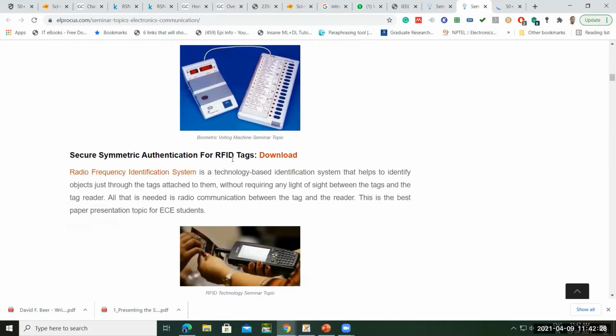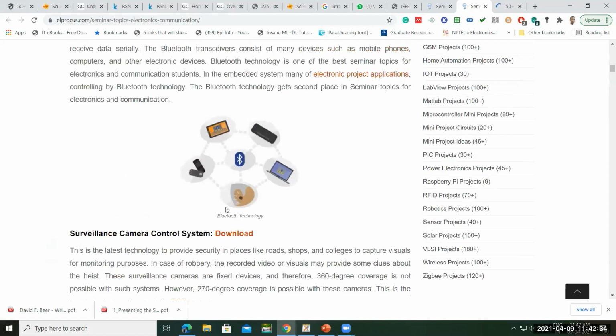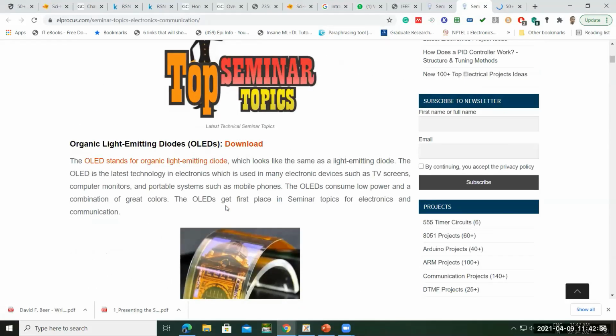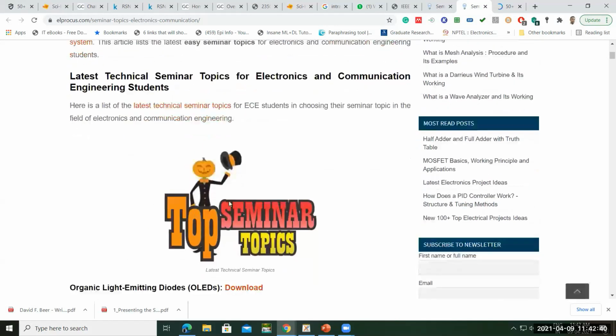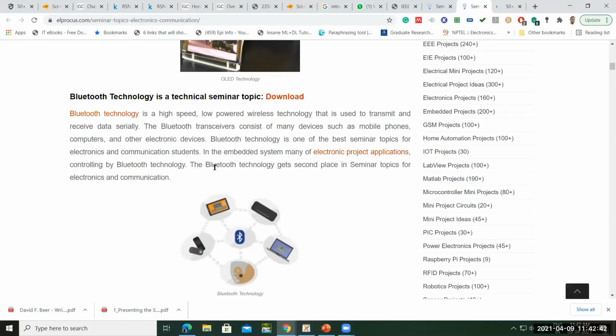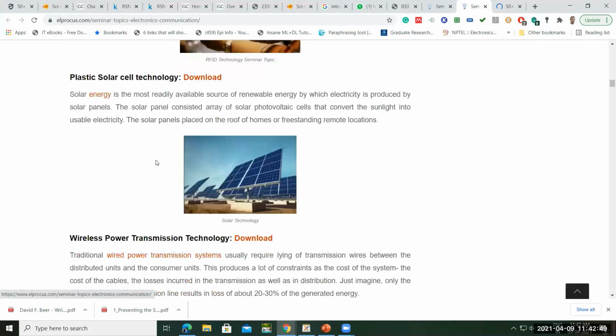Secure symmetric authentication for RFID. Now, this involves implementation. So are you going to talk about something or a new technology, or you're just going to replicate whatever someone has done, right? Now look at this. These are all CSE based. Bluetooth technology as a technical seminar. What, man? How old is this technology? Right? So if you say, no, sir, okay, I'm going to talk about plastic solar cell technology.